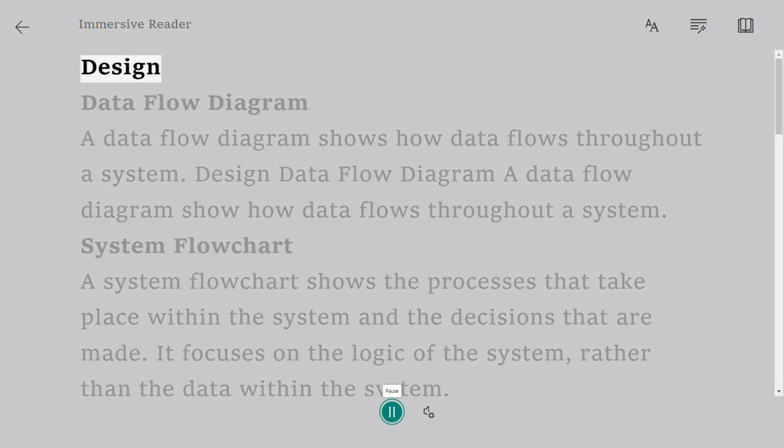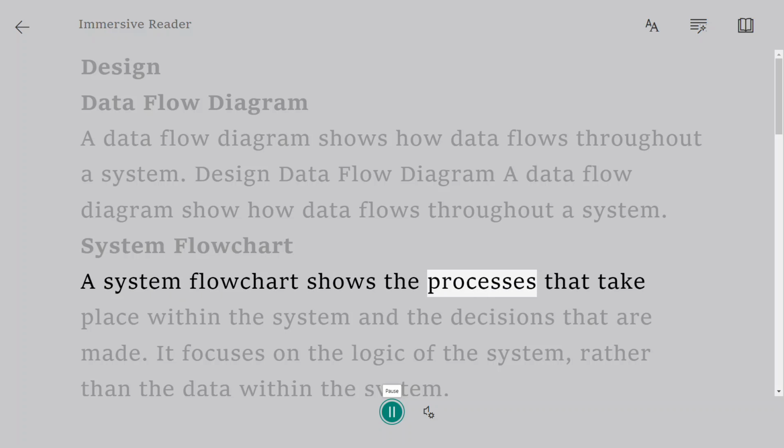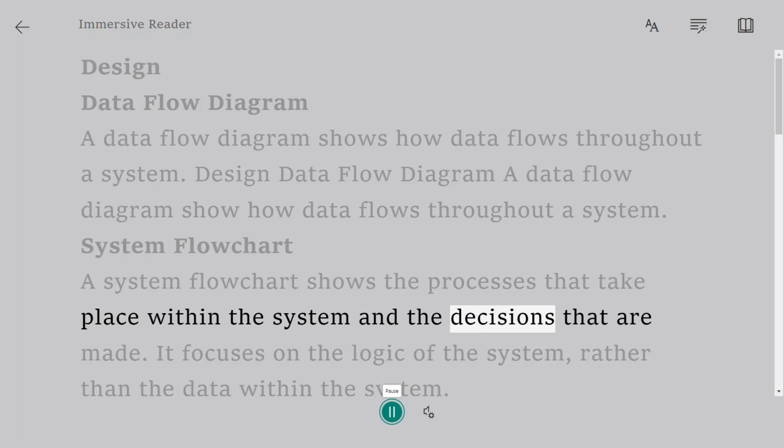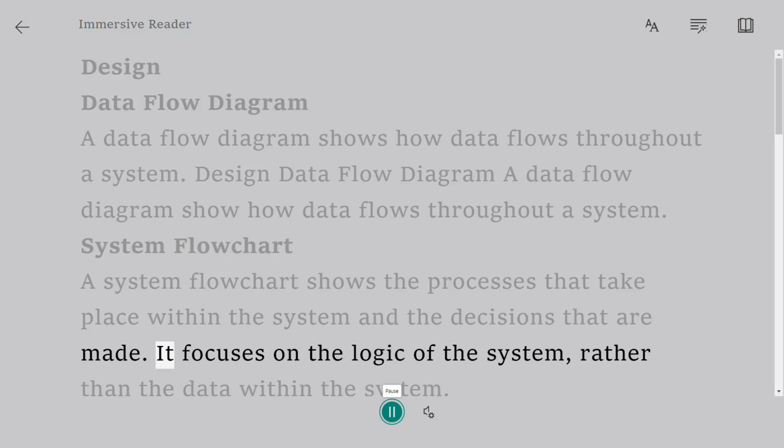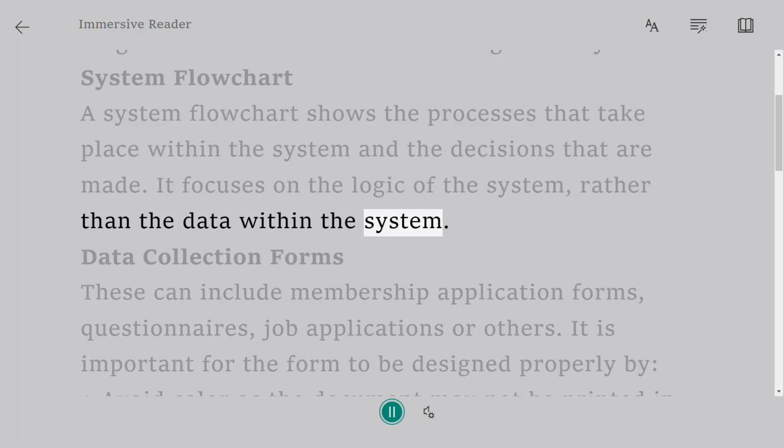Design. Data flow diagram. A data flow diagram shows how data flows throughout a system. System flowchart. A system flowchart shows the processes that take place within the system and the decisions that are made. It focuses on the logic of the system, rather than the data within the system.